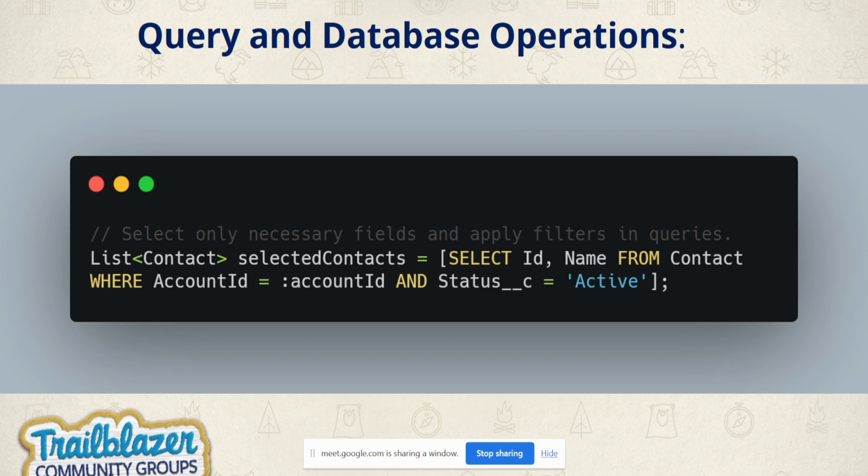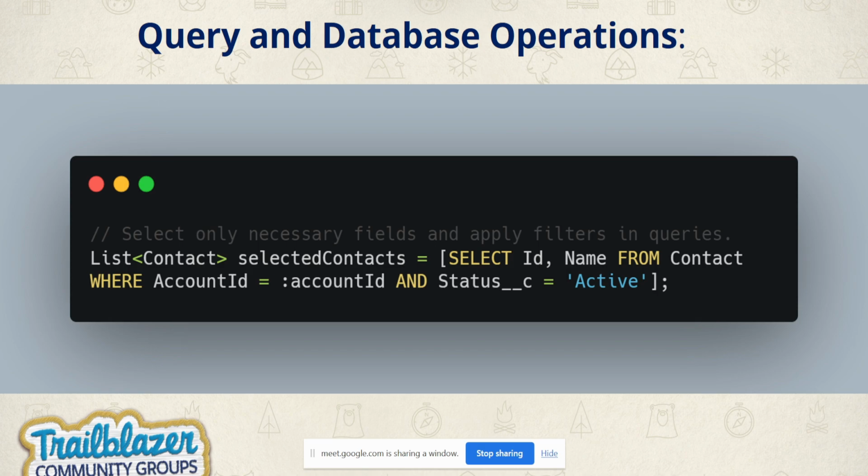In this example, select only the necessary fields and apply filters in the query. Suppose you have an Account object or any custom object, let's say Teacher or Employees, and that object has lots of custom fields or standard fields.